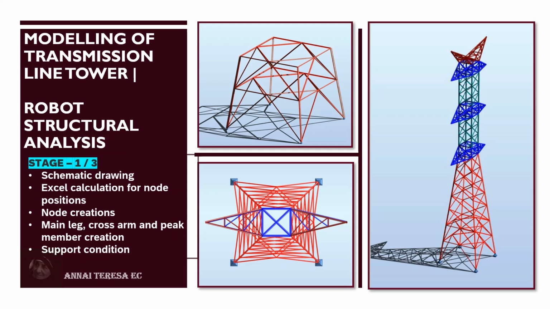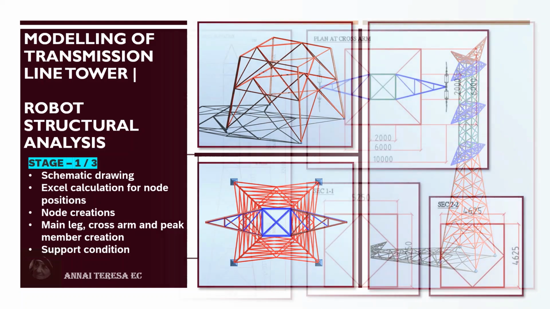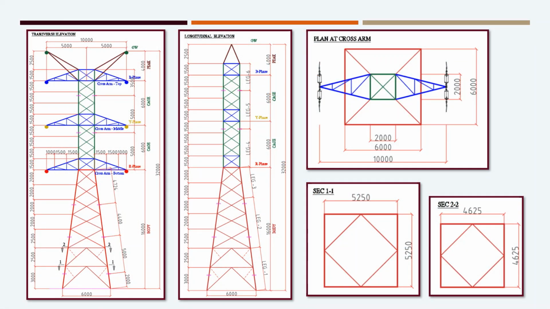So let me look into that schematic drawing, followed by an Excel calculation, node creations, main leg, cross arm and peak member creations, and support condition in the Robot structural model. So let me see this configuration of the transmission line tower which we are going to model in Robot Structural Analysis.